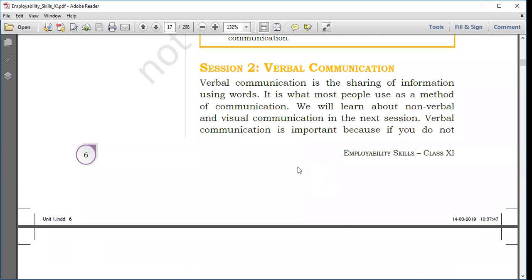You can do this yourself. I'll go with the next session. So we'll talk about the first type, that is verbal communication. It is sharing of information using certain words. Verbal means where words are used, right? And it is the most common method of communication, right? So non-verbal and visual will be covered later on.